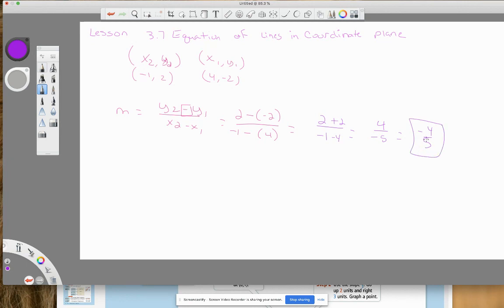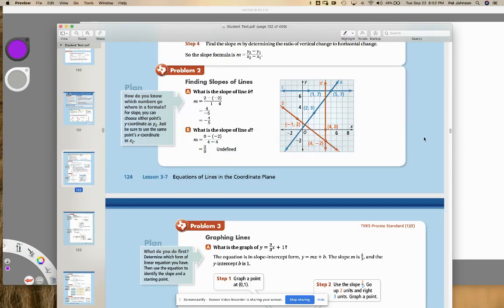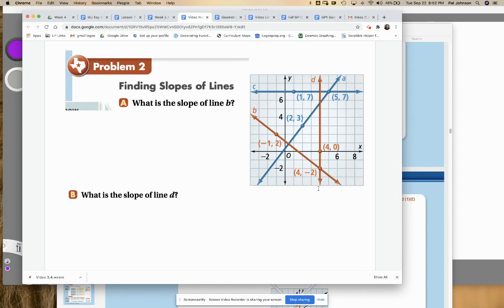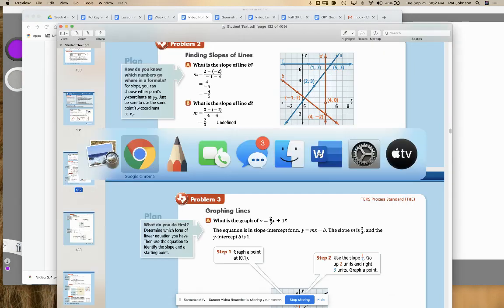Okay, so let's look at the next one. It says, what is the slope of line D? If you look at line D, it's a vertical line. What do we know about vertical lines? Well, we already said that a vertical line is undefined, but let's check it. So let's take 2 points. There's the point 4, 0.